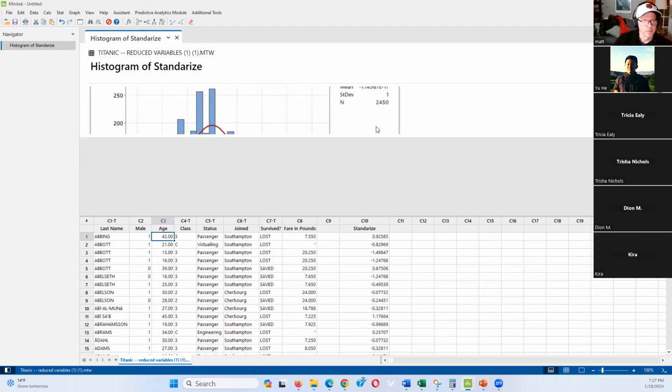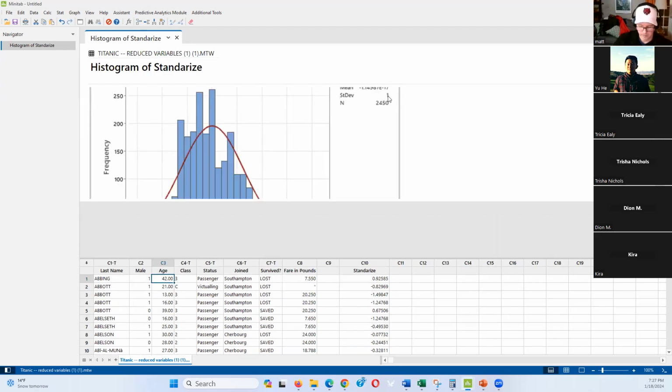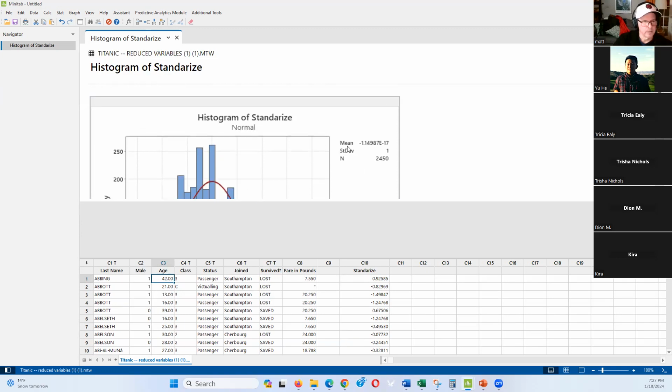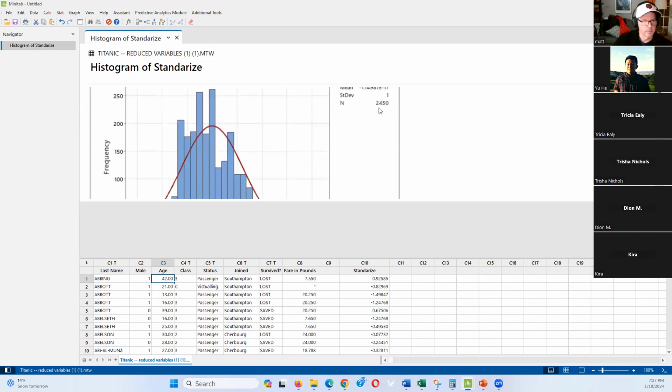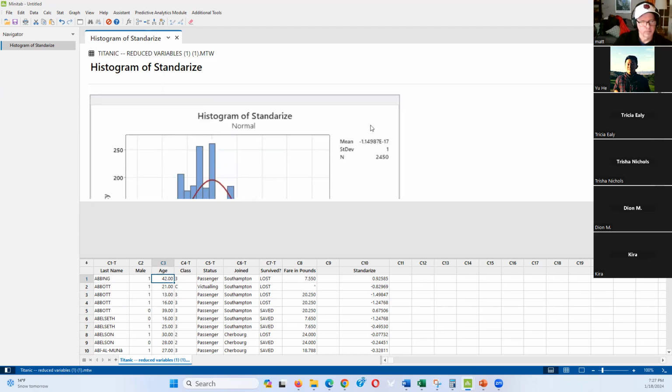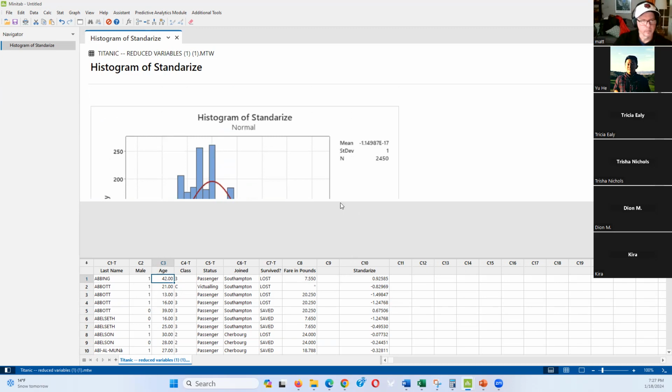Okay, so you can see standard deviation is coming 1 and mean is coming very close to 0, almost 0. This is almost 0, n equal to 2450. And now we can do this for this, and we can do one manual calculation, and then we can proceed further.